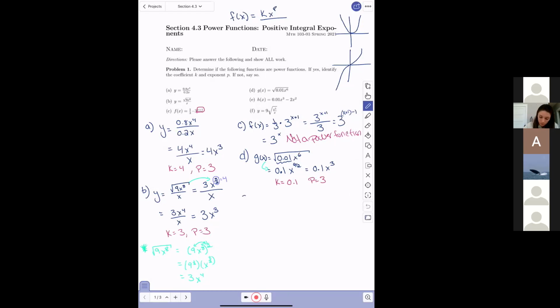Next we have E. We have h of x is equal to 0.01 x to the power 3 minus 2x squared. Can we simplify this? Do you combine the terms? Oh wait, no, you can't. Can you? Good catch. Okay, we can't simplify this. I'm glad you said that, Faith, because a lot of people would want to combine it, but you can't because we have different exponents. So this is not a power function.